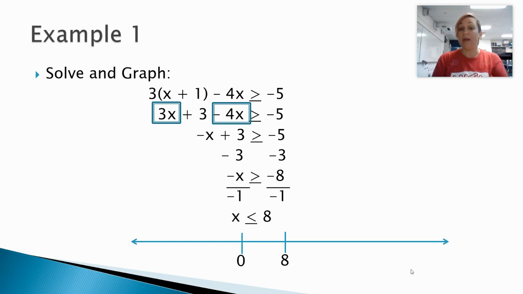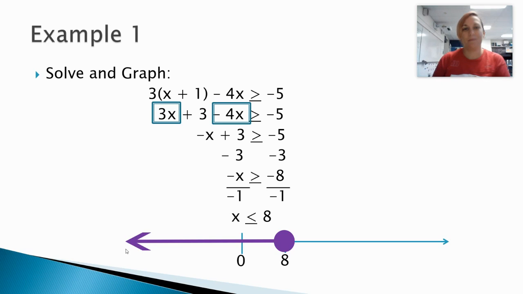In this problem, it can equal 8 because it has or equal to, so I'm going to put a closed circle on the 8. And then if we're looking at the inequality right here, it's a less than, and it's an arrow pointing in this direction. So that's the way I'm going to shade. Notice that my shading starts at the 8 and goes all the way to the end of the number line. This is the end of our first example.